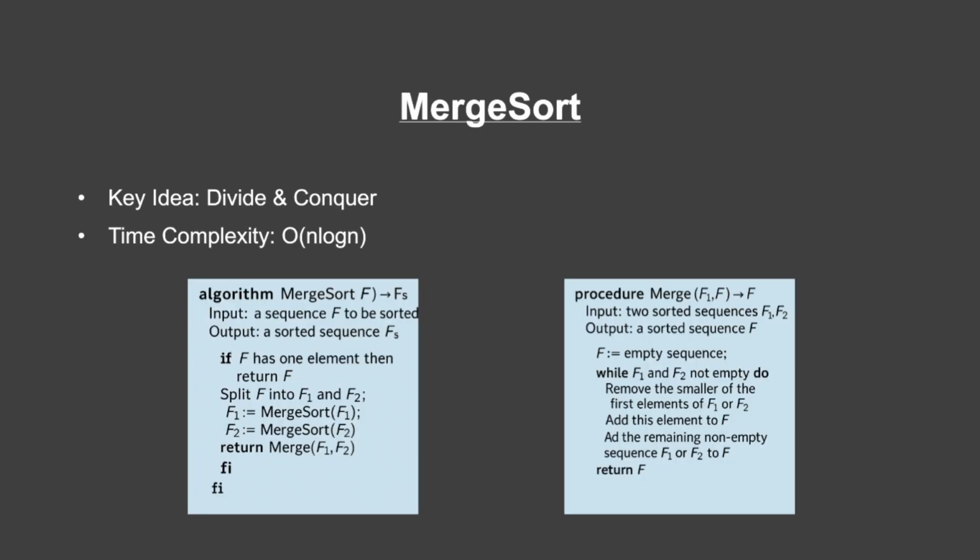Now we have a more powerful algorithm which is called MergeSort. MergeSort is a divide and conquer algorithm, which basically means that we divide our problem into smaller partial problems. It splits the list into halves, sorts each half recursively, and then merges them together in sorted order.